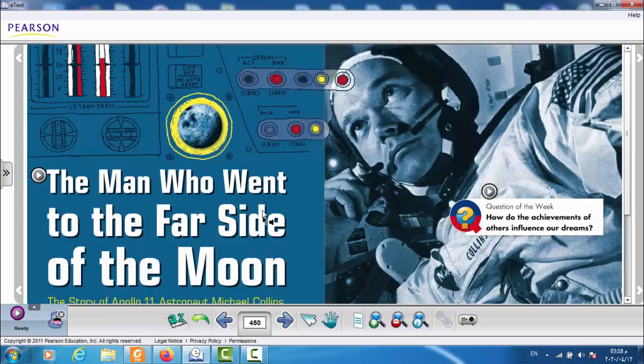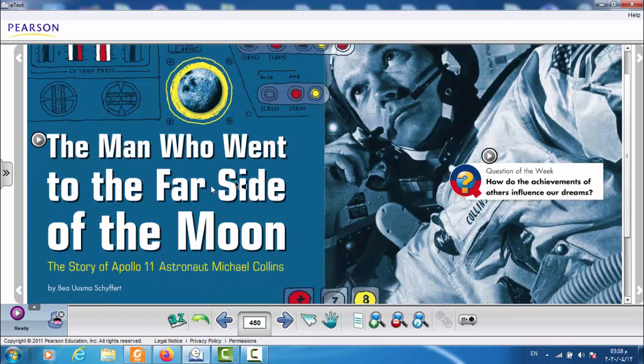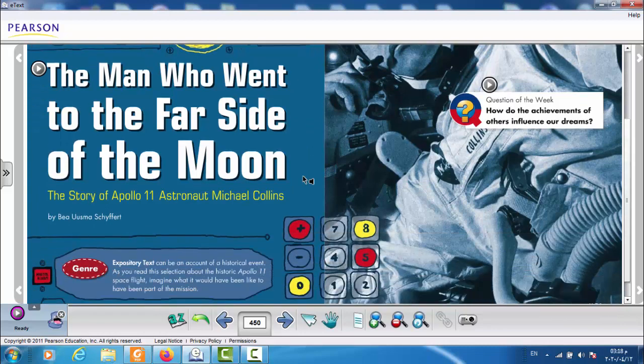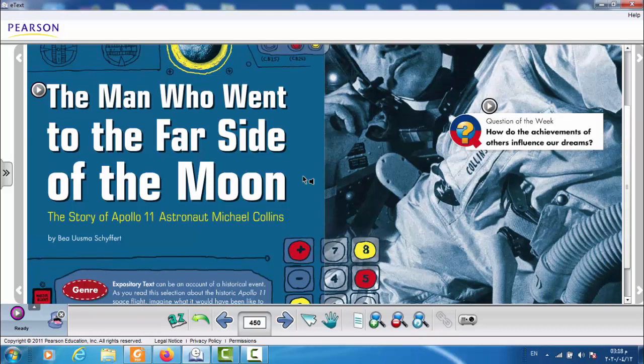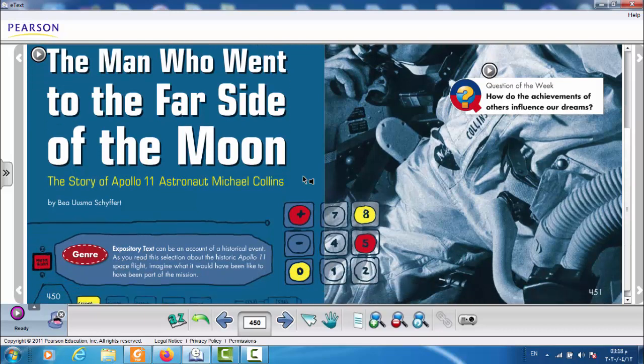Let's go straight now to the lesson, which is The Man Who Went to the Far Side of the Moon. In this lesson, you will learn an expository text about the spacemen. And before we start, you have to know the expository text. The genre of this story is expository text.